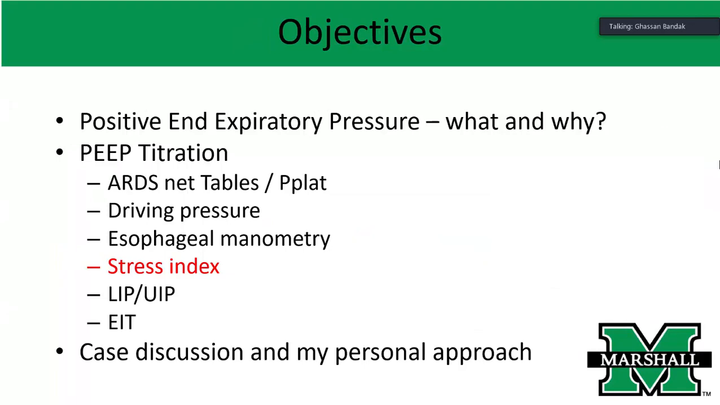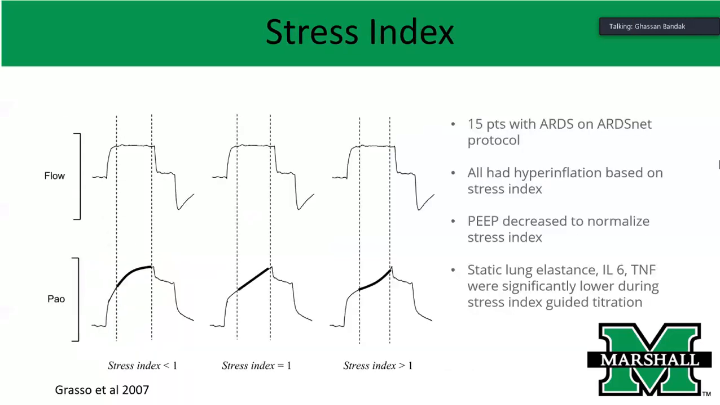Now I'm going to talk about another way. We already talked about 3 ways you can titrate your PEEP. You can follow the tables. You can titrate for a driving pressure of less than 15. You can use an esophageal balloon to make sure your transpulmonary pressure is 0 plus minus 2. Now, what is the stress index? The stress index shows how the pressure within the lung, within the respiratory system, is changing as you build up volume in the lung.